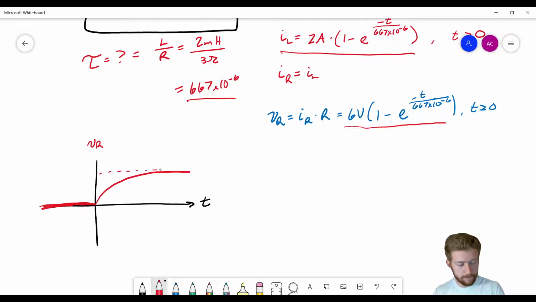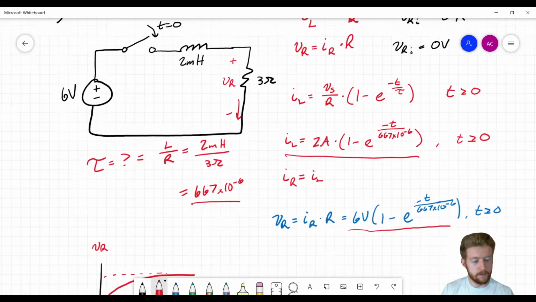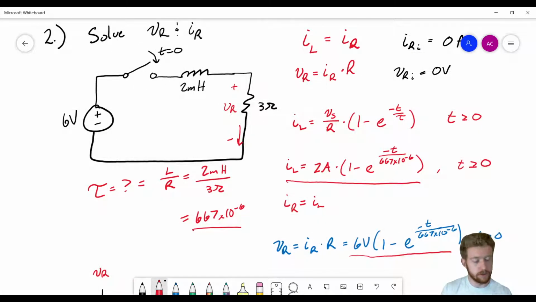Where it approaches a value after a certain amount of time, and we might be asked, well, what is that value? After a long time, what is the voltage across that resistor? Well, remember, inductors are like short circuits after a long time. So we can tell from this circuit, if the inductor is just a short, the voltage across that resistor is just going to be 6 volts.